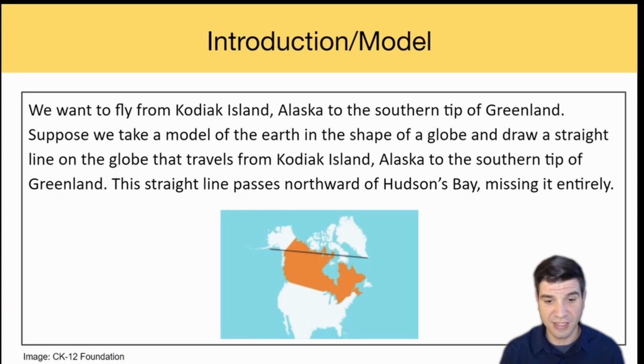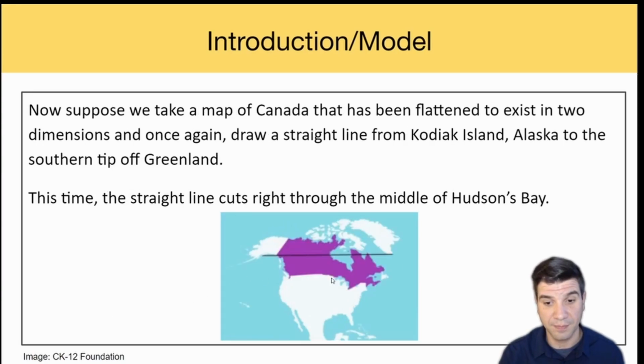You can see how the pathway runs in a straight line, because even if you are on a globe, where most directions you travel will produce a curve, in this instance I would assume they're doing this from a top-down view, so it appears to be a straight line. You can see how the line is very much to the north and it misses Hudson's Bay.